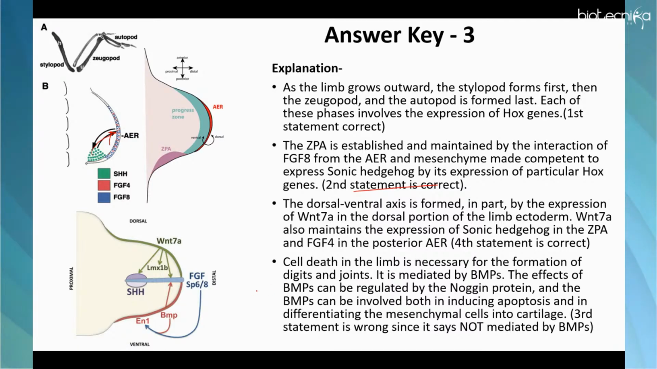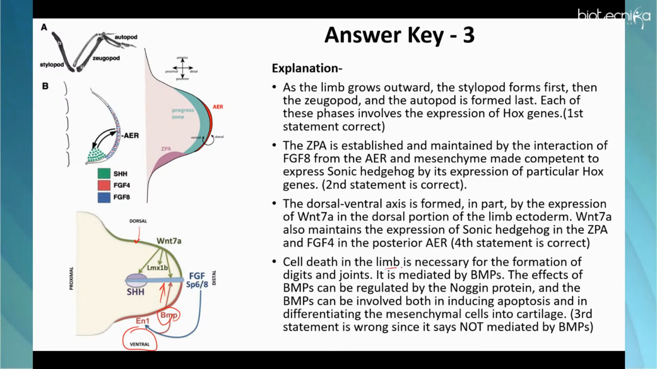Then coming to the fourth statement, as I said, it is regarding the dorsal ventral axis. The molecule responsible for forming this is WNT7A. It is in the dorsal portion of the limb ectoderm. So WNT7A maintains the expression of SHH in the ZPA and FGF4 in the posterior AER. So whichever side WNT7A signaling is there, that side is dorsal, and whichever side BMP signaling will be there, that side will be the ventral part.